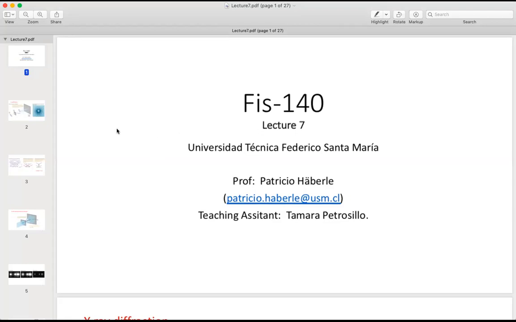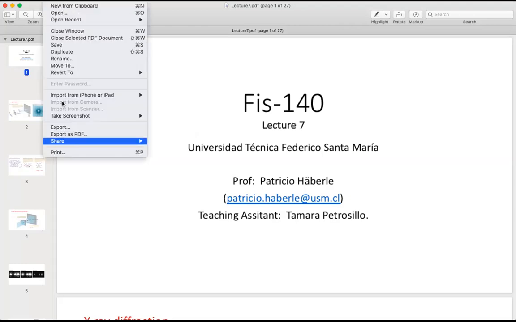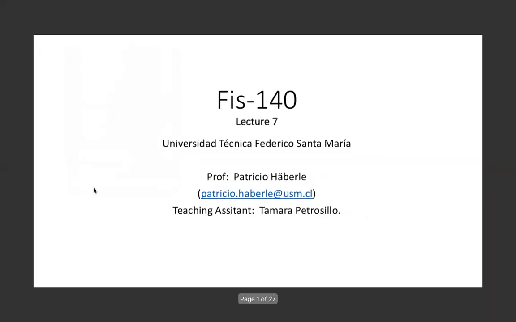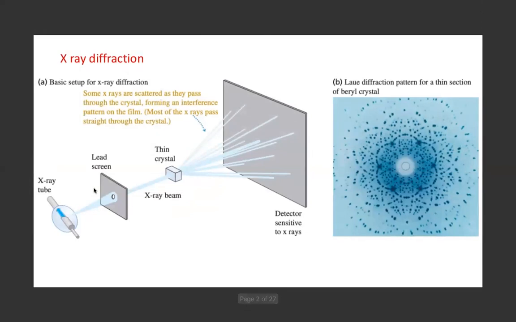Welcome to lecture number 7 of the FIS 140 class this semester, and let's go to full screen, which is view. There are two aspects. We've been looking at diffraction in general. Starting from interference, we went into diffraction. We found a diffraction of a slit.